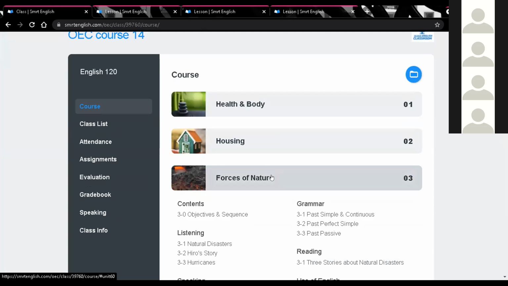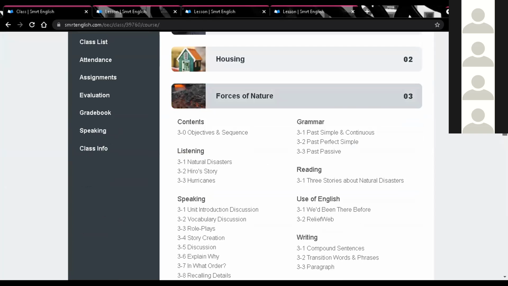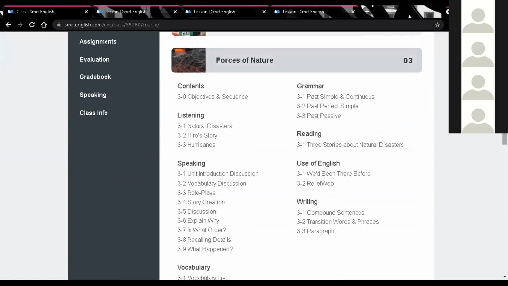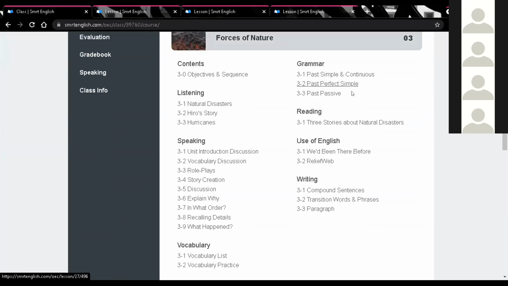It makes more sense. So the topics we're gonna be working on are, in grammar, past simple and continuous, past perfect simple, past passive, and then in listening, we're gonna have 3 exercises: natural disasters, heroes of the story, hurricanes. We're gonna have a reading of 3 stories about natural disasters, and in speaking the unit introduction discussion, which we already had. And then we have use of English, which is also vocabulary. In vocabulary, we're gonna have 2 exercises, and in writing, we're gonna have 3.